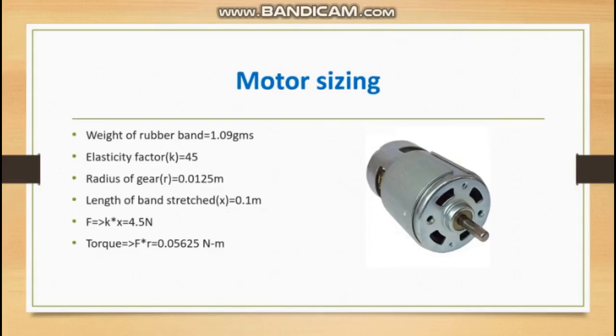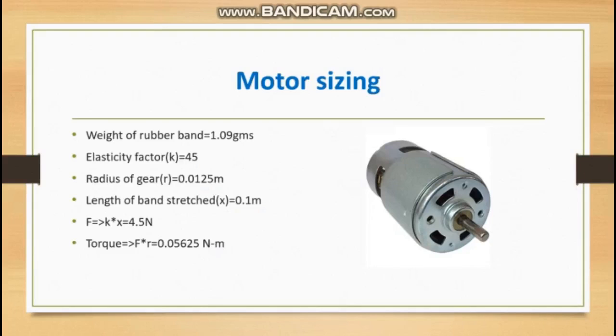So, in our project, we are using a rubber band of weight 1.09 grams. The elasticity factor is 45. The radius of the gear is 0.0125 meter. The length of the band stretched is 0.1 meter. Then the force comes to 4.5 newton, and if we calculate the torque, it comes to 0.05625 newton meter.